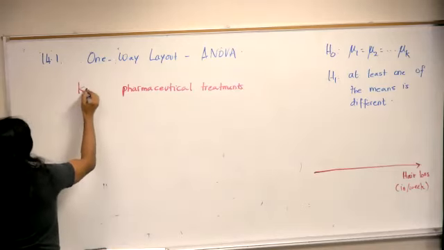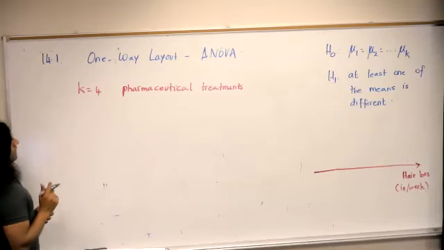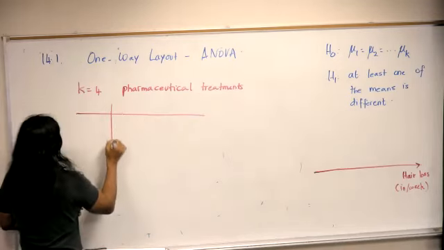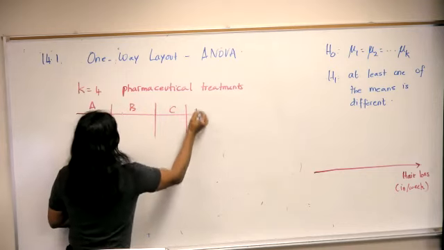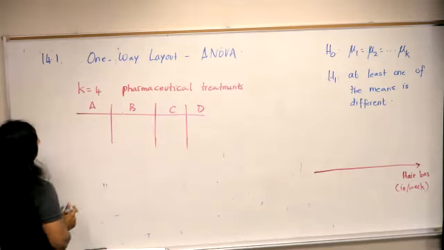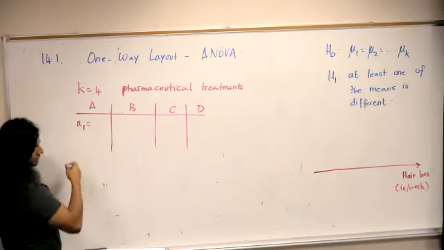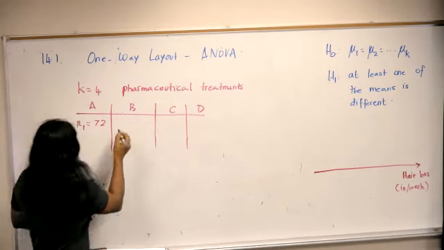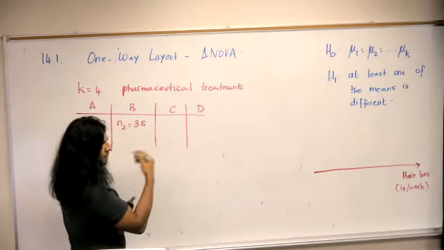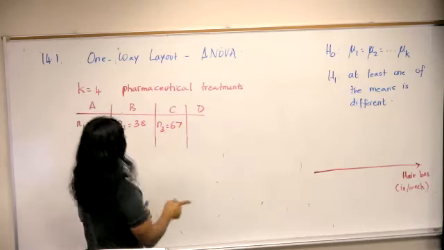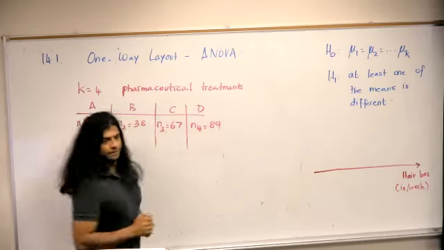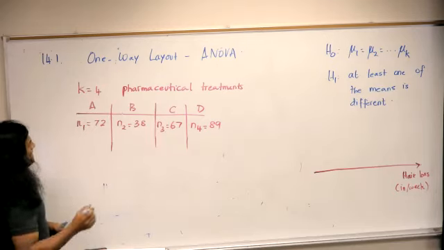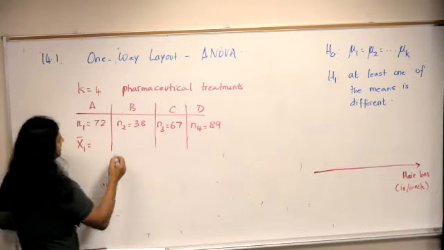In my example, K is 4. Good. And I'm going to have a bunch of observations. Let's say sample one, I gave 72 patients treatment A. Sample 2, 38 patients. Sample 3, 67 patients. Sample 4, 89 patients. So you can see the sample sizes can be different, not a big deal. Then I have the sample means.